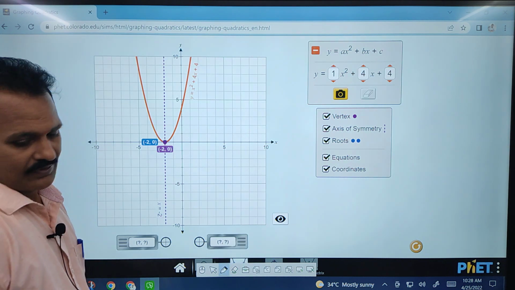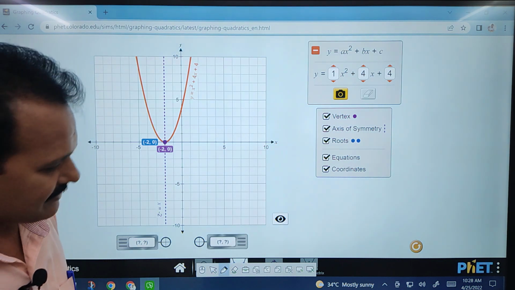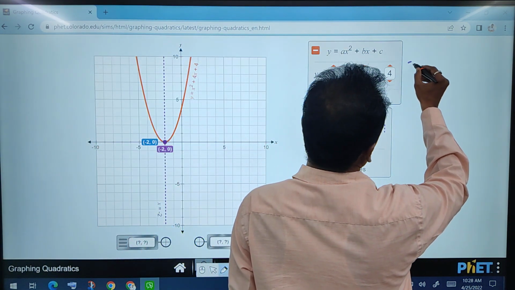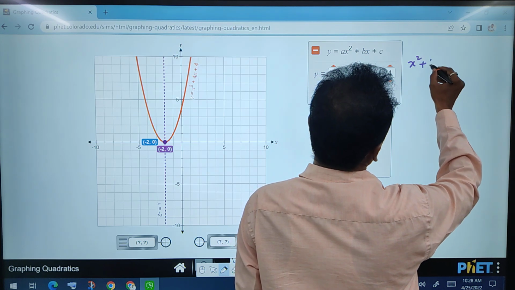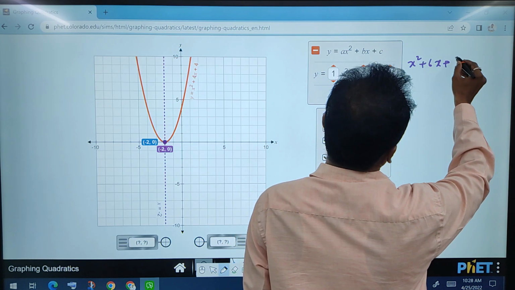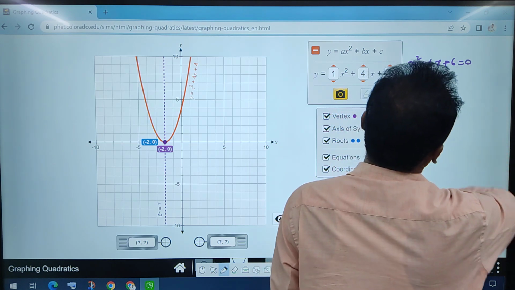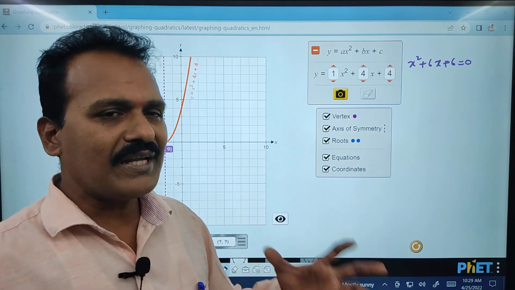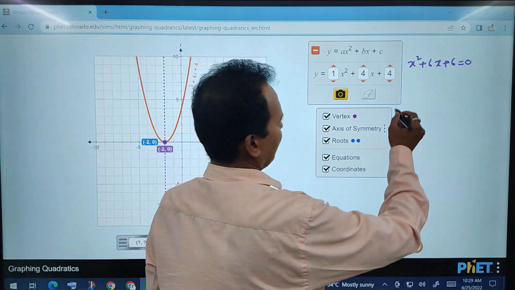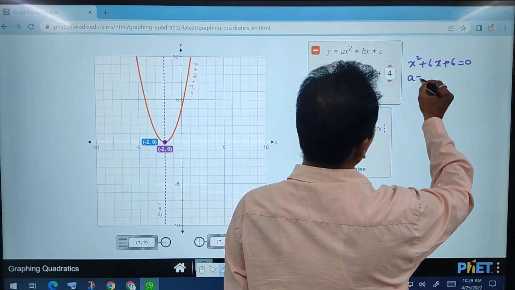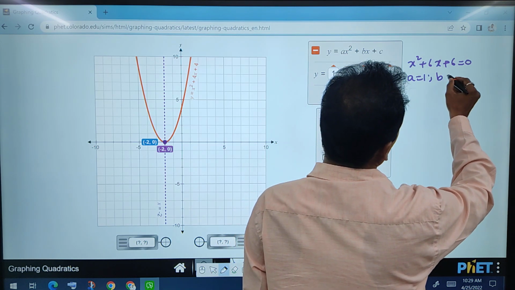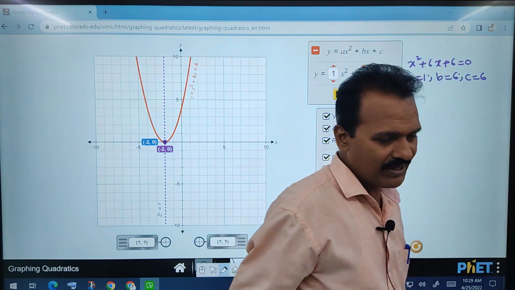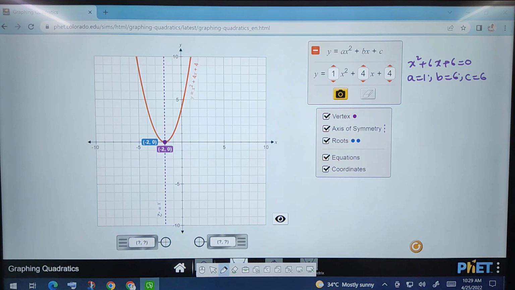See this one. For example, if you take x square plus 6x plus 6 equal to 0, this is the quadratic equation. Here, if you observe, what is a, what is b, what is c? Here, a is nothing but 1, the x square coefficient is 1, and b is nothing but 6, and c is nothing but 6. A value 1, b value 6, and c value 6.